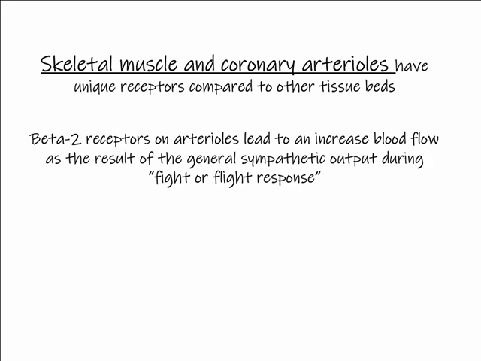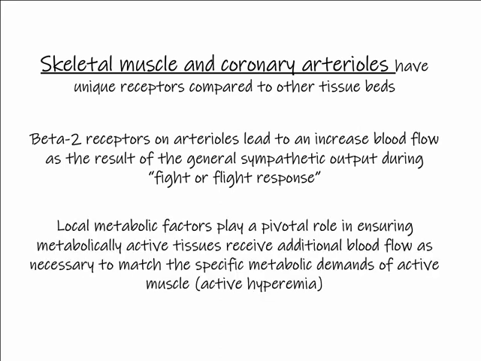And when the beta 2 receptors are activated, they cause a relaxation of smooth muscle. So they cause dilation of the arterioles. So they're going to make it easier for blood to flow to skeletal muscle and to the heart when the sympathetic system is firing. Now, this doesn't negate the importance of local metabolic factors. So the local metabolic factors are also going to play a role here in making sure that skeletal muscle and heart get their adequate nutrients or their adequate blood flow.